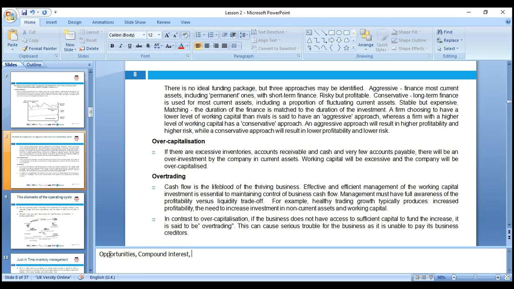Does it make sense? Yeah. So capitalization, inventory, receivable, cash, payable. There will be our investment as well. Yes, we need to look at working capital, the running capital. We need a balance in it.